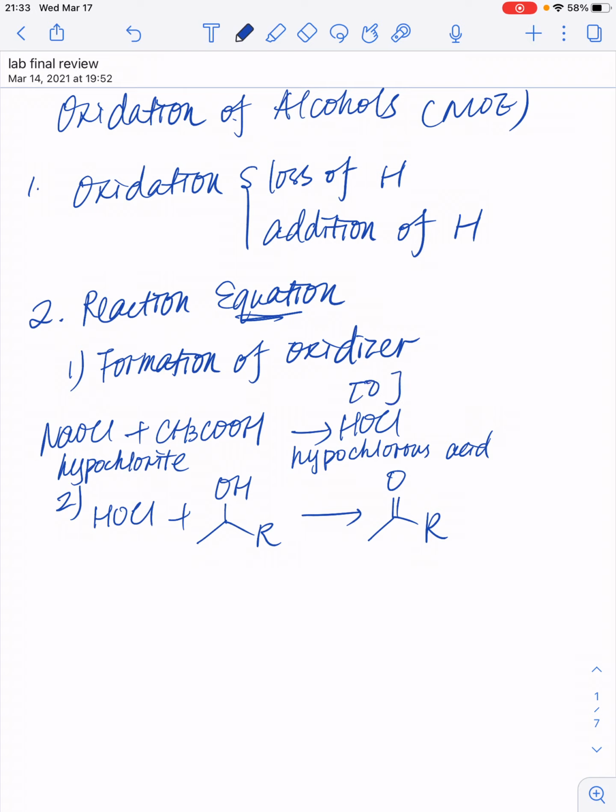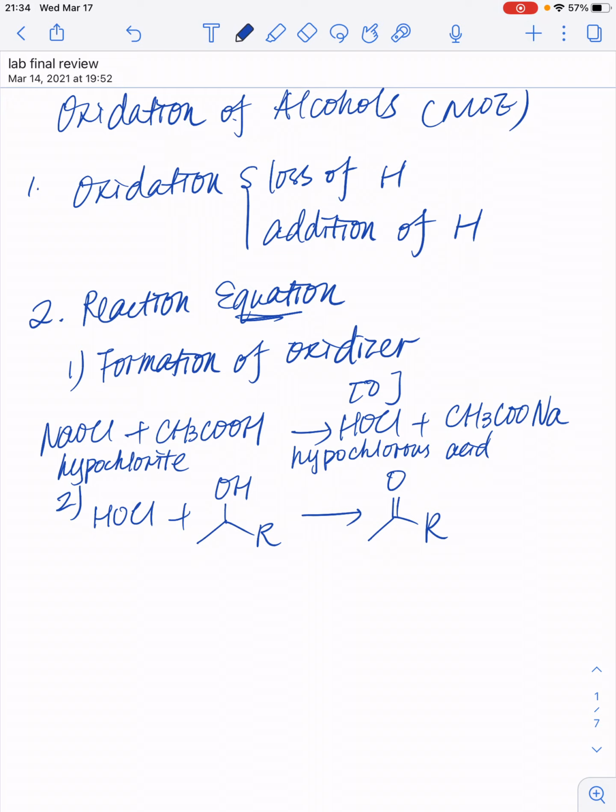Is this equation balanced? No. If you count, you will realize that there are 3 oxygen atoms on the left, and there's only 1 on the right. So you need to balance the equation. After exchanging of the anion and cation, you will come to the conclusion that sodium acetate will be the byproduct, right? So that's a balanced equation.